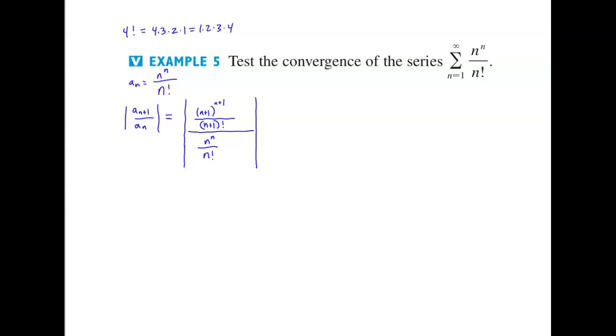Okay. Now, absolute value doesn't really do anything here. All these terms are already going to be positive, so we can just drop that immediately. But then, since this is a complex fraction, we're going to flip and multiply, right? So over n plus 1 factorial times n factorial over n to the n.